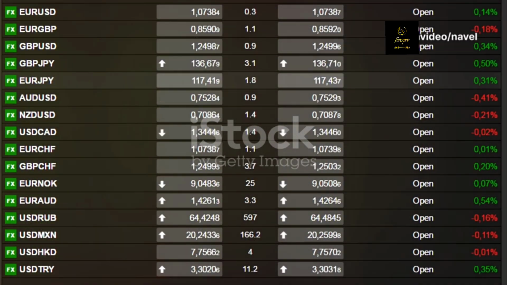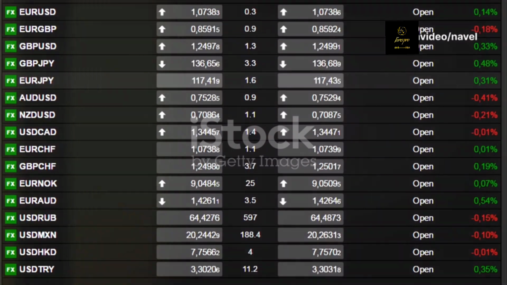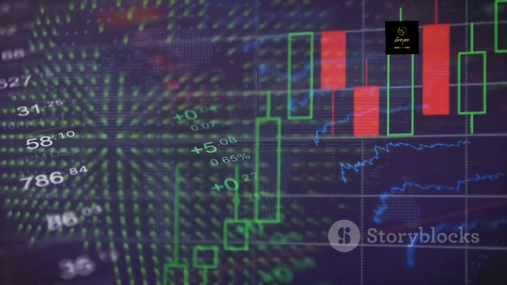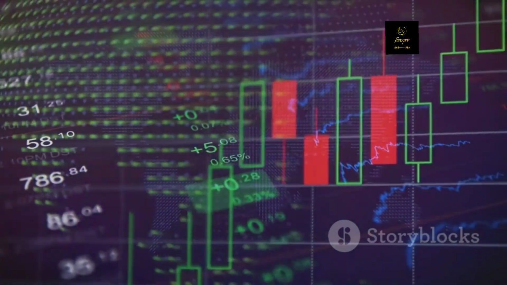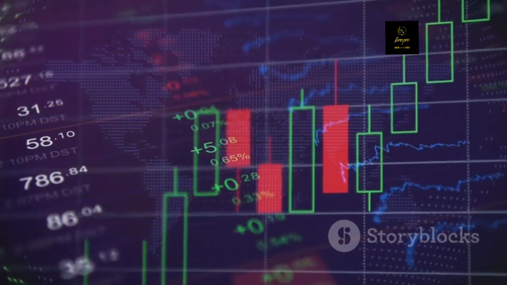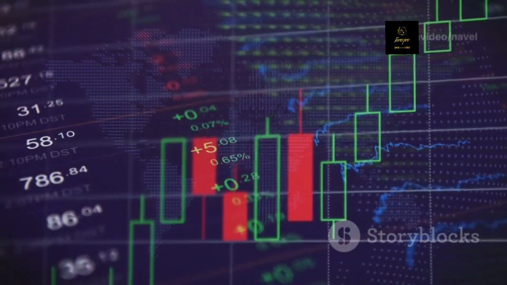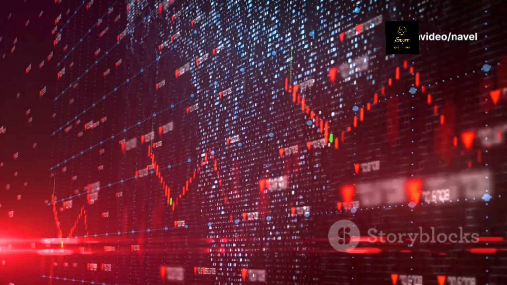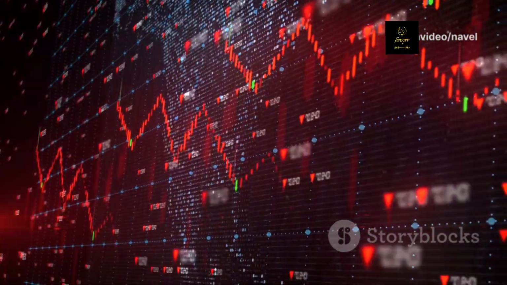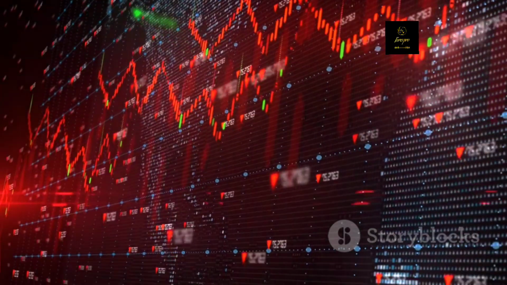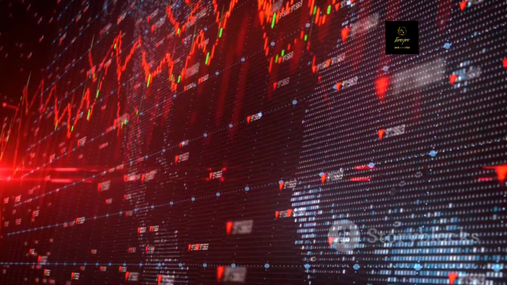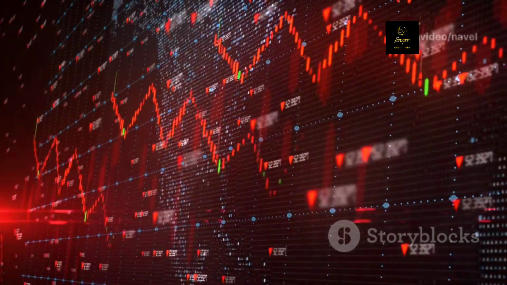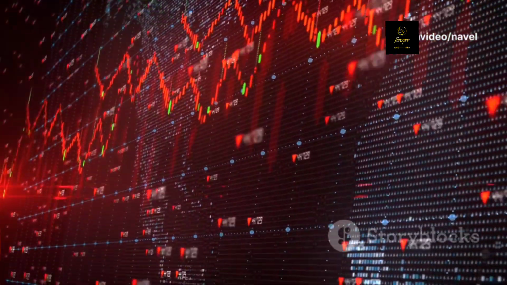You'll often hear the term liquidity thrown around in Forex. But what does it actually mean? In simple terms, liquidity refers to how easily you can buy or sell a currency pair without significantly affecting its price. A highly liquid market means there are plenty of buyers and sellers, making it easy to enter and exit trades quickly. The Forex market is known for its high liquidity, especially for major currency pairs.